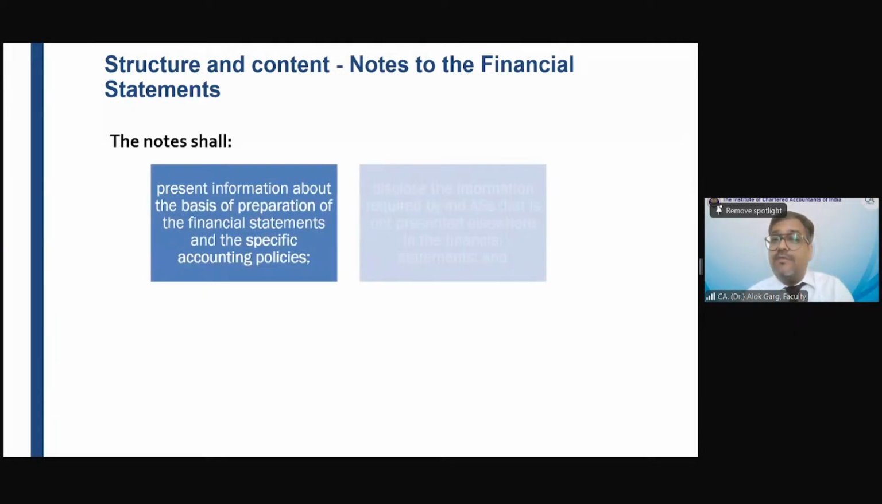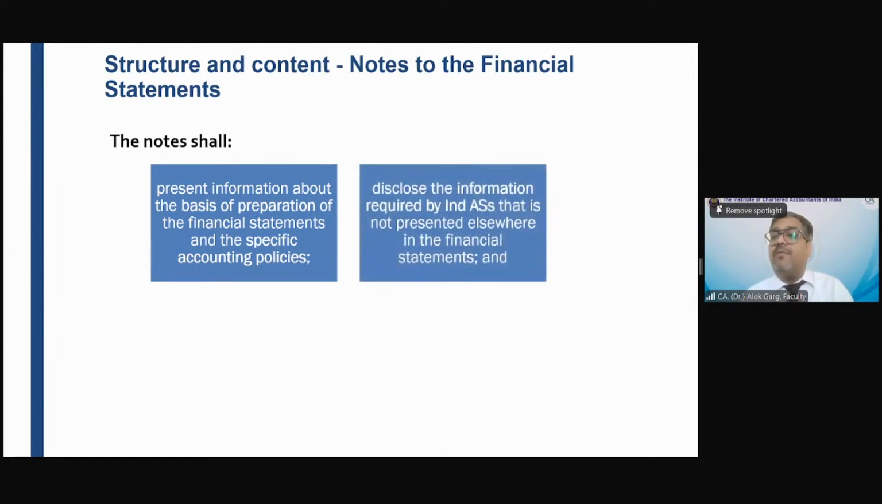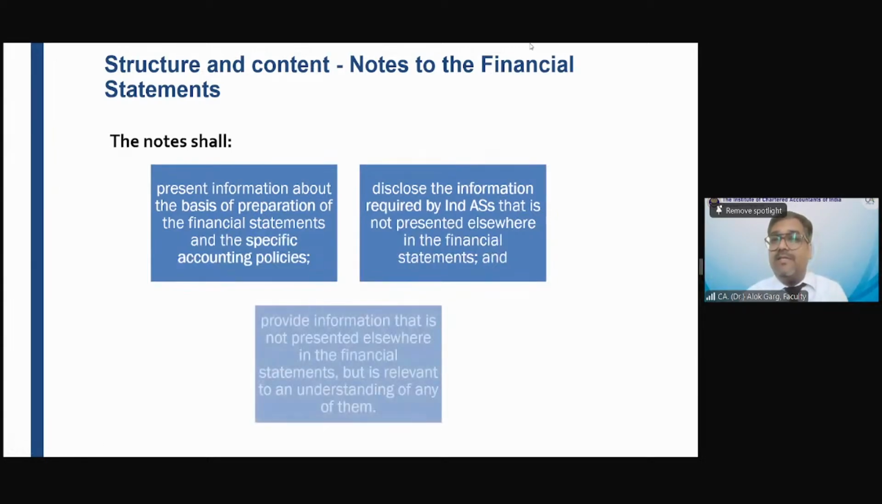For notes to accounts, this standard says that you have to present information about the basis of preparation of the financial statement and the accounting policies. You have to capture this in the notes to accounts. You have to disclose the information required by Ind AS, which is not presented elsewhere in the financial statement. Can you tell me what is the meaning of this box? You have to disclose the information which is required by Ind AS, which is not presented elsewhere in the financial statement.